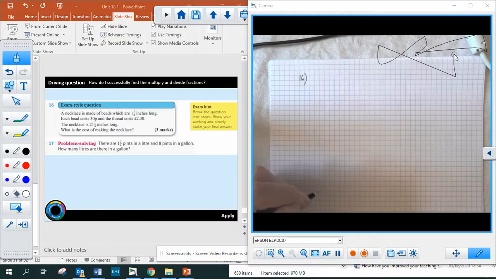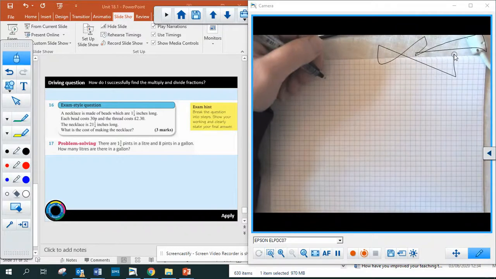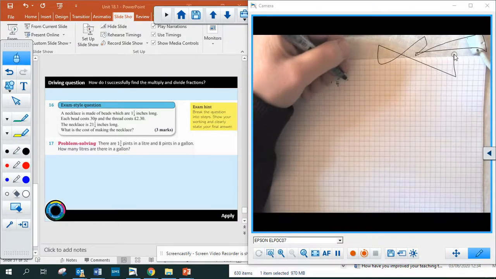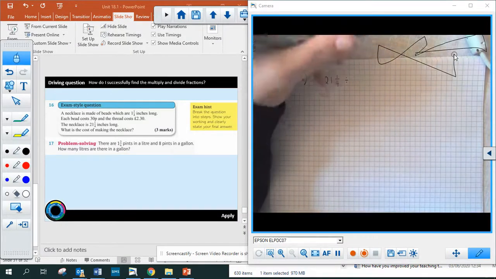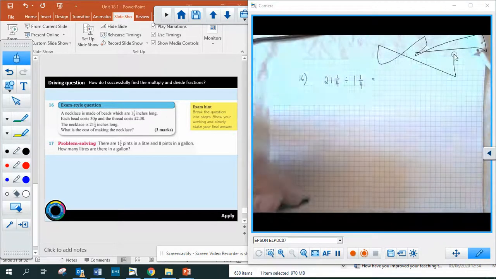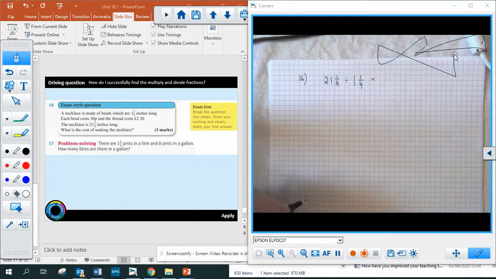Okay, so we know the cost of the thread. We just need to know how many beads we need for that necklace. So the necklace length is 21 1/4 inches long. We need to divide that by the length of our beads, which is 1 1/4, and that will tell us how many beads we're going to need. Okay, so first we're going to convert these to improper fractions in order to be able to divide them properly.